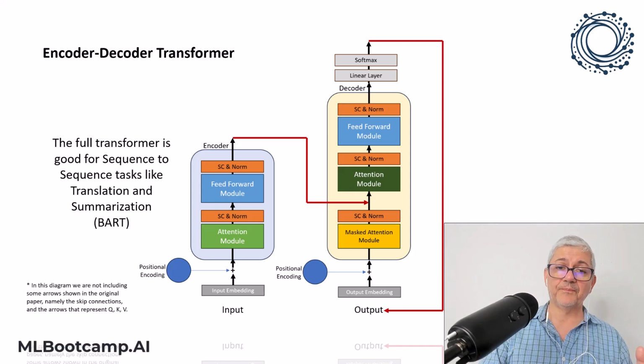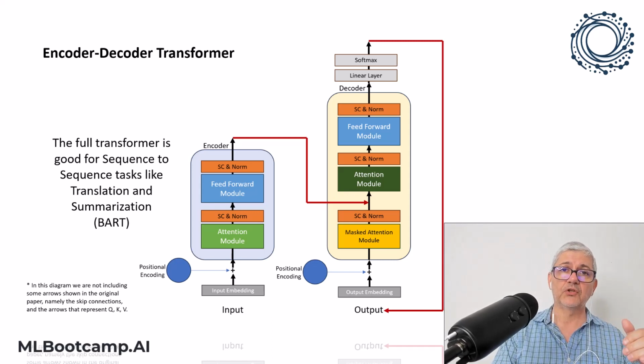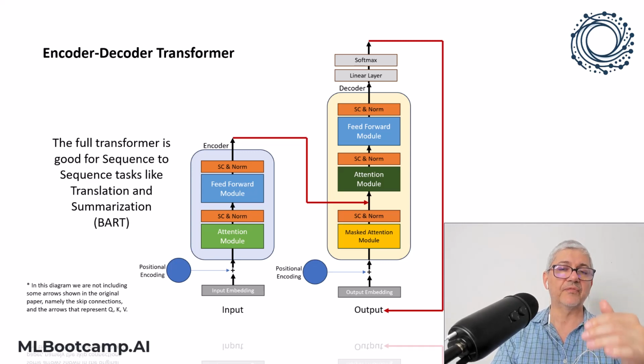Again, as I said, the encoder-decoder is usually the architecture for sequence-to-sequence tasks, but some decoders are so robust that they are capable of doing that just by guessing the next word.